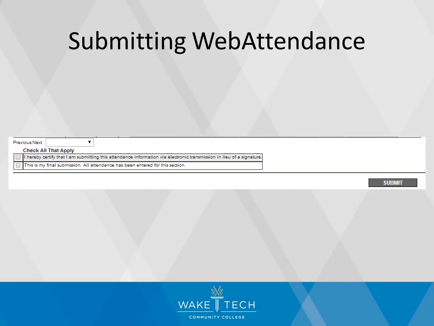Every time a change is made on web attendance, faculty will need to submit the first line that says, "I hereby certify I am submitting this attendance information via electronic transmission in lieu of a signature." You will only select the second box, "This is my final submission, all attendance has been entered for this section," at the end of the semester when you're submitting your final roster.